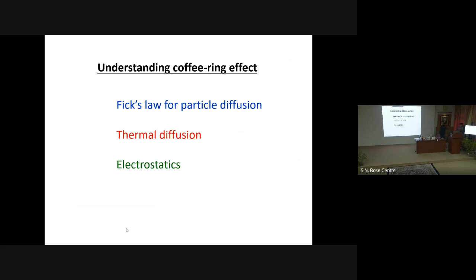So let's try to understand this. A little bit of physics here: Fick's law of particle diffusion, thermal diffusion, electrostatics. And you'll see, I want to make a connection. I want you to see the connection that, as I said, there are only 5-7 equations. You should be able to connect all the phenomena to that.